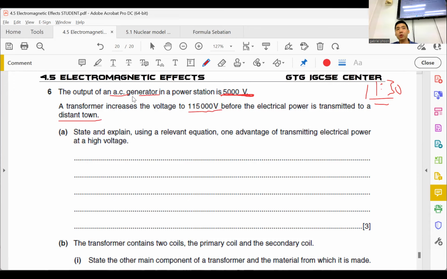This is literally what I told you guys last week, right? Remember the transformer? You step up the transformer. Let's say, for example, this is TNP. You step up the voltage and then transmit the electricity. Then before it reaches our home here, they will step it down one more time, all right? Remember the diagram that I drew you guys last week?